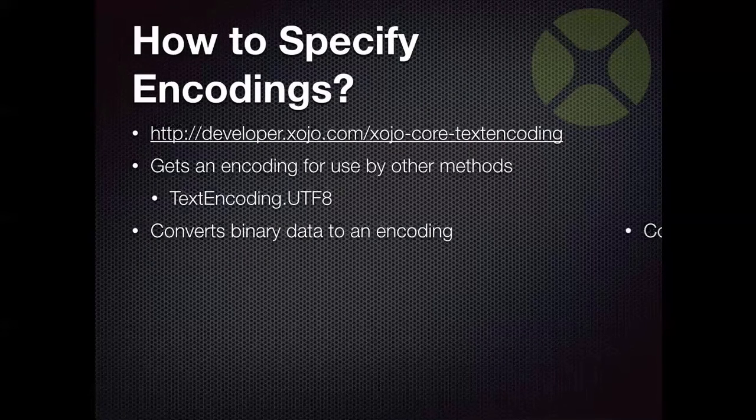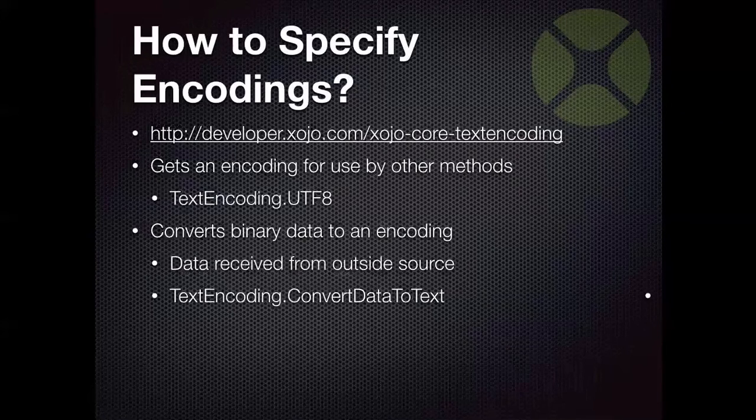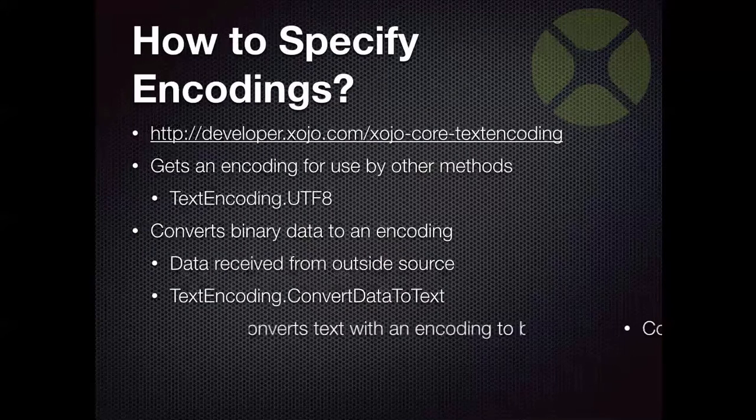You can also use this class to convert binary data to an encoding. And this is useful for data that's received from an outside source, so you can convert data to text using a specific encoding. And then once it's in text, you don't care about the encoding. Unlike with string, you always had to care about what encoding the string was. Once you get your text into a text variable or whatever, you don't have to worry about the encoding at that point, because once it's in text, it's in Unicode. And everything is happy at that point. But you do have to get it into text.